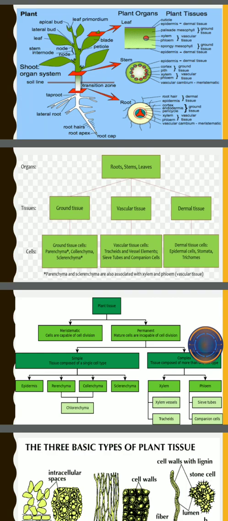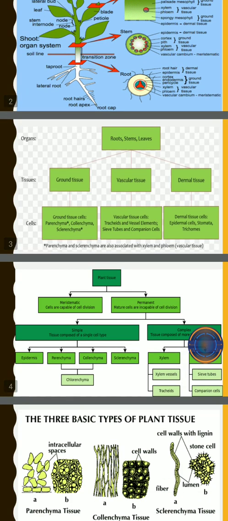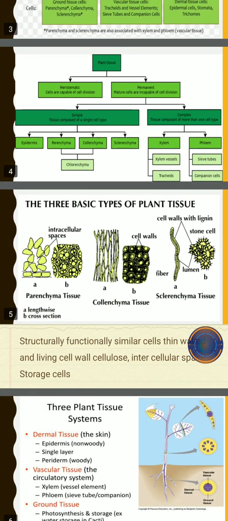protection of the plant. Now the plant tissues are of two types, meristematic and permanent. Meristematic tissues are capable of cell division, they are continuously undergoing divisions. And the permanent tissues are the mature cells that are incapable of cell division.